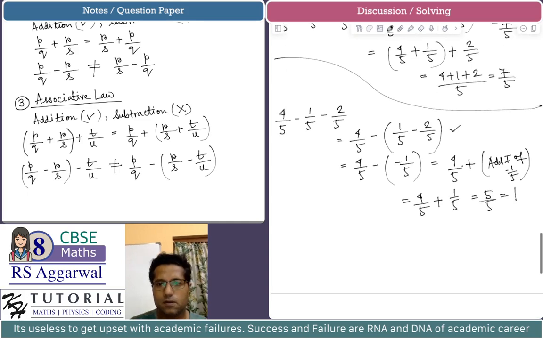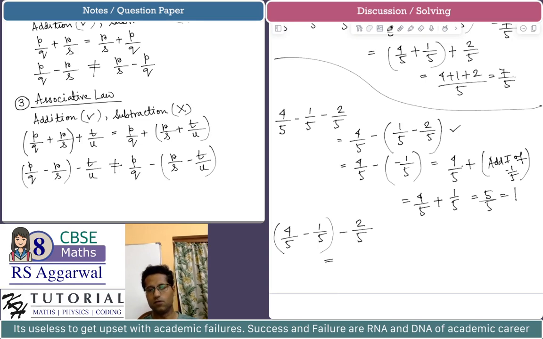Now if we change the ordering, let's see what happens if we subtract the first two rational numbers first, that is, we subtract 1 by 5 from 4 by 5, and from this result we subtract 2 by 5. Let's see what this result is. If this result also comes to be equal to 1, then it will prove that subtraction obeys the associative law. But we know that subtraction does not obey the associative law, which we will clearly see.